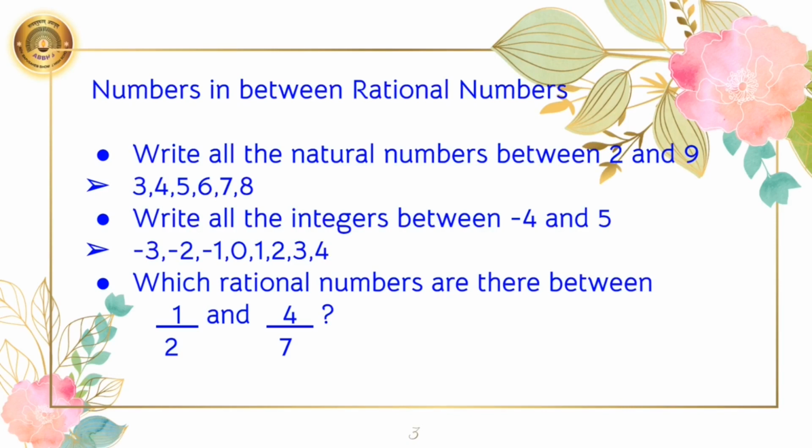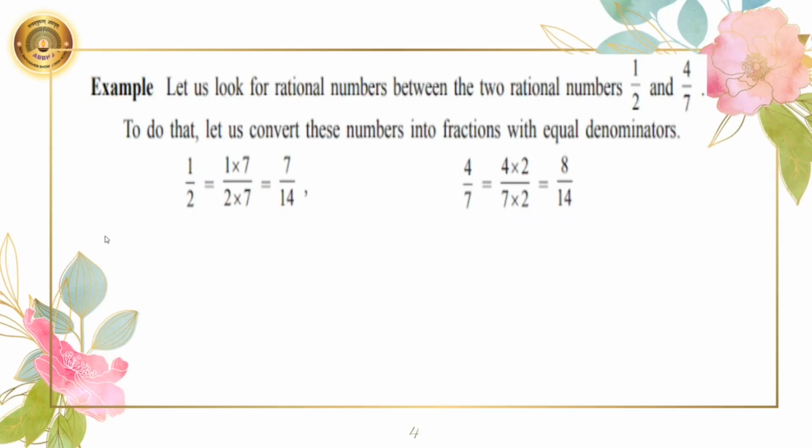Let us see how to find the numbers between 1/2 and 4/7. To do that, first we have to convert these numbers into fractions with equal denominators. So 1/2 we multiply by 7. So we get 1/2 is equal to 7/14. And 4/7 is multiplied by 2. So you get the number as 8/14.